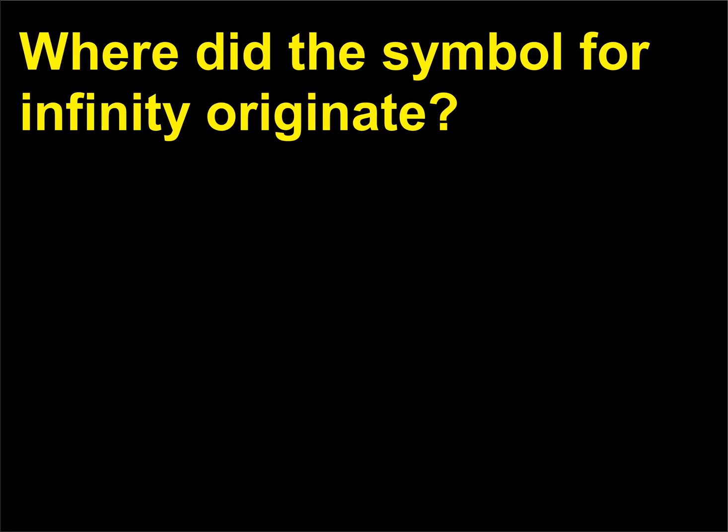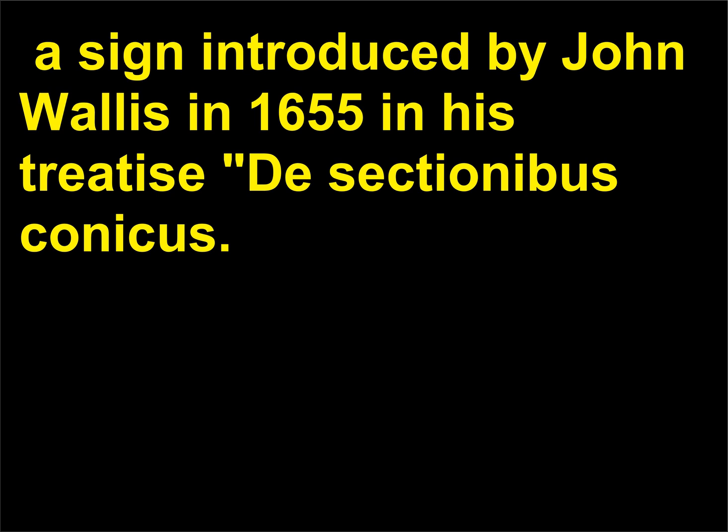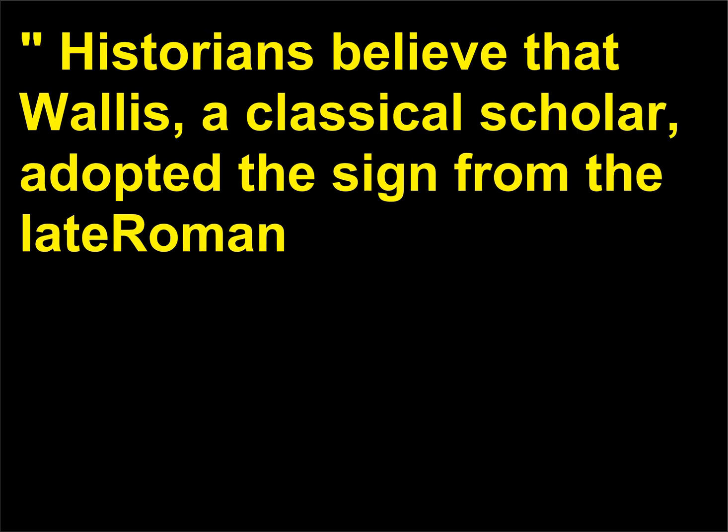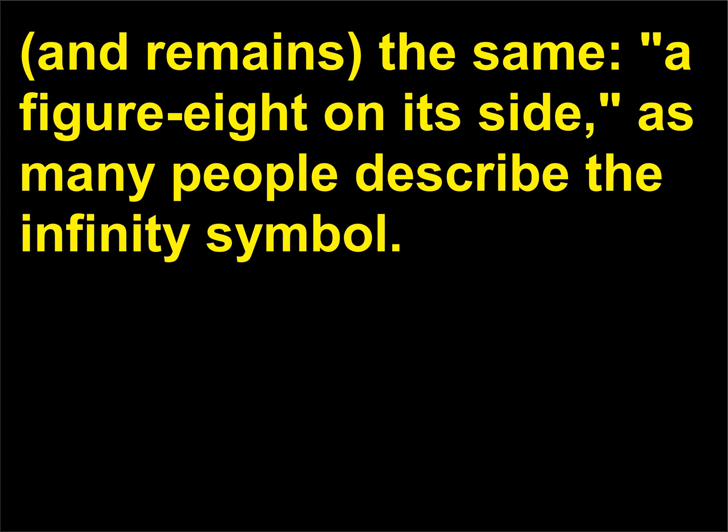Where did the symbol for infinity originate? Infinity is represented by the symbol ∞, a sign introduced by John Wallis in 1655 in his treatise De Sectionibus Conicis. Historians believe that Wallis, a classical scholar, adopted the sign from the late Roman symbol for 1,000. Whether it was from there or another source, the result was, and remains, the same, a figure 8 on its side, as many people describe the infinity symbol.